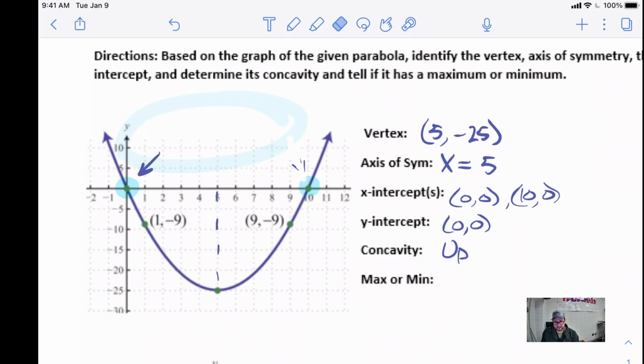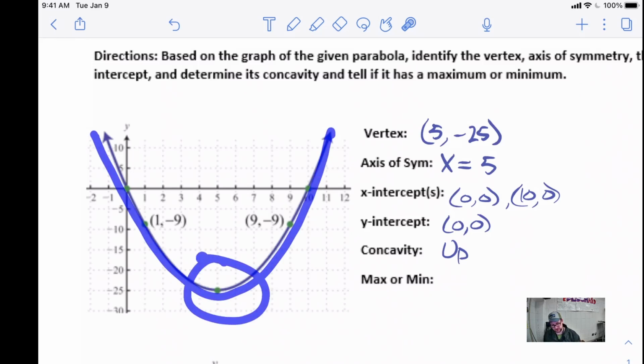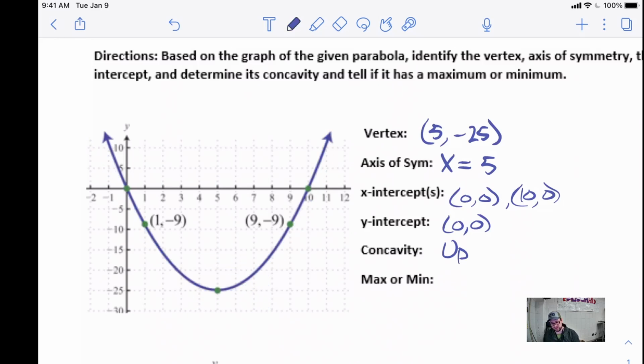Last but not least, we always want to look at it, right? So when we are looking at our parabola, the last question we're always asked is, does it have a minimum or a maximum value? Since this parabola has a low point, here's our low point, we would say that this one has a minimum. Nice job.